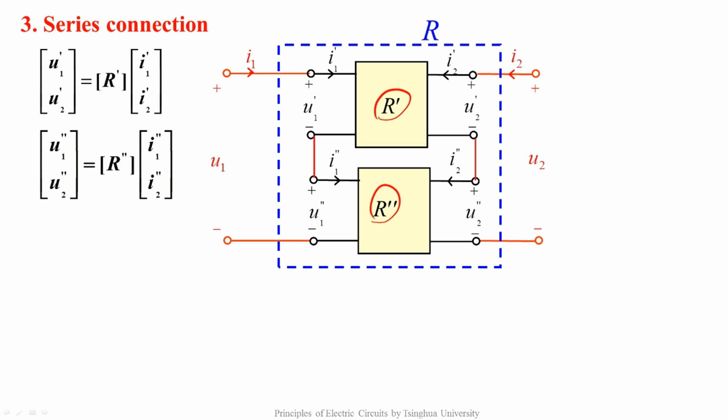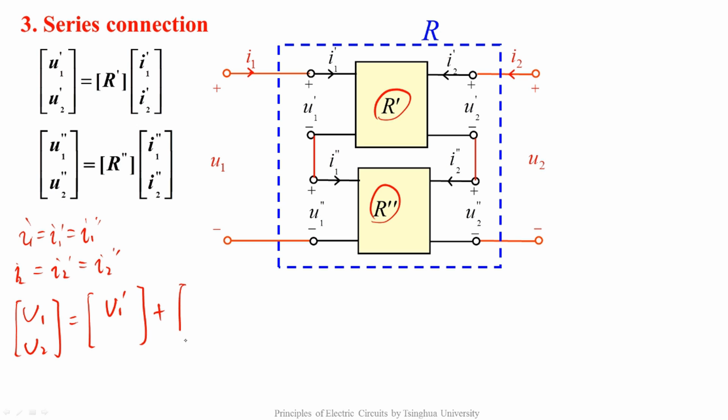In this connection, I1 equals I1 prime and equals I1 double prime, and I2 equals I2 prime and equals I2 double prime. The port voltage U1 equals U1 prime plus U1 double prime, and U2 equals U2 prime plus U2 double prime.